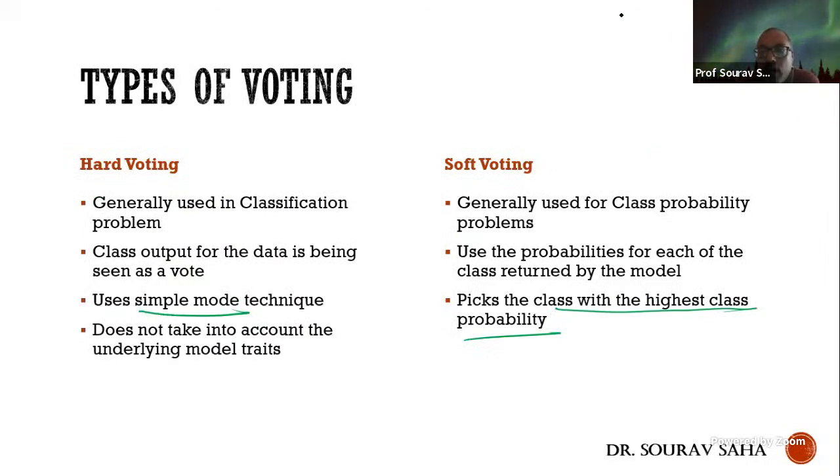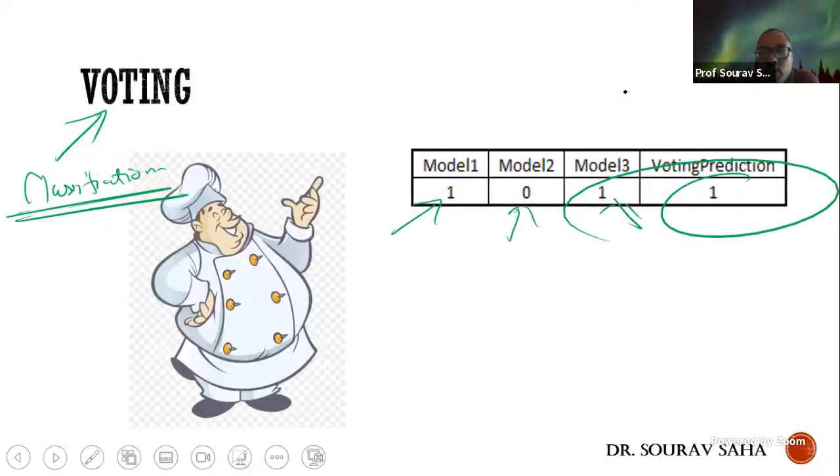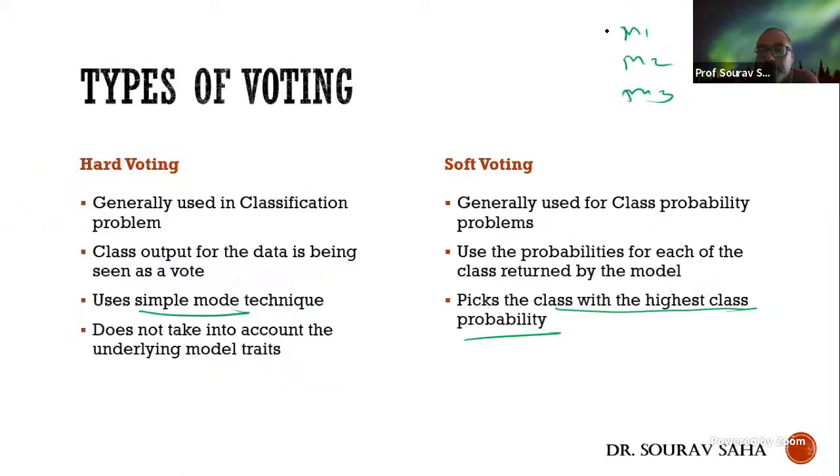Say, for example, you have three models, M1, M2, and M3, like the earlier case. If I look into the hard voting, it is 1, 0, 1. If I look into the soft voting aspect, M1 said 1, and for class 1 it was probably 60% confident, and for class 2 it was 40% confident.